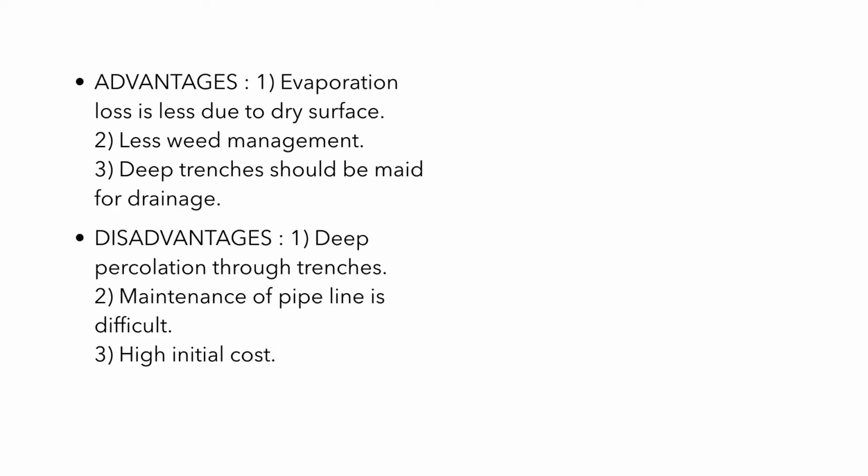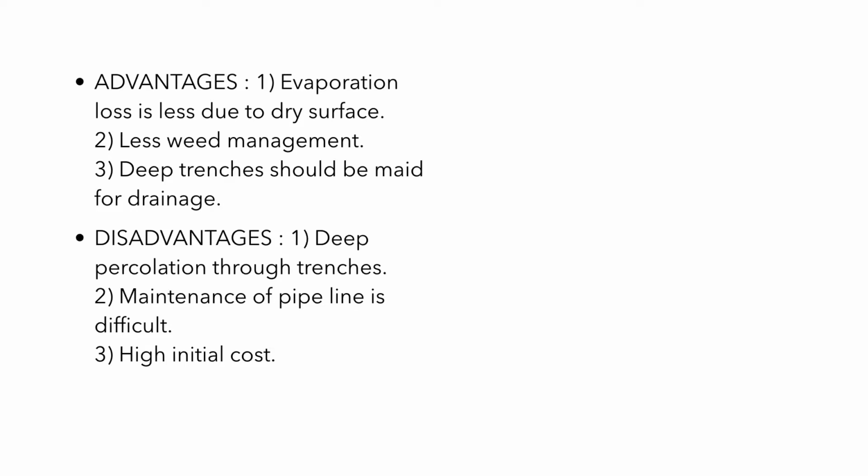And the third point is deep trenches should be made for drainage. We all know the system: we provide water through the pipe which we have buried underground, so the trenches for the drainage system should also be deeper than that. Only then could the water come out from our field, so we have to make deep trenches.